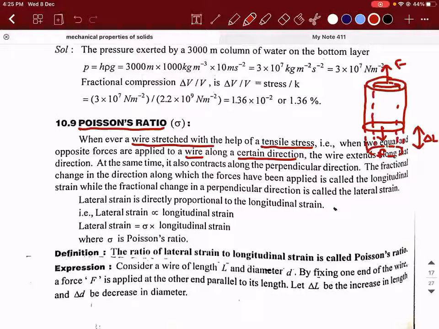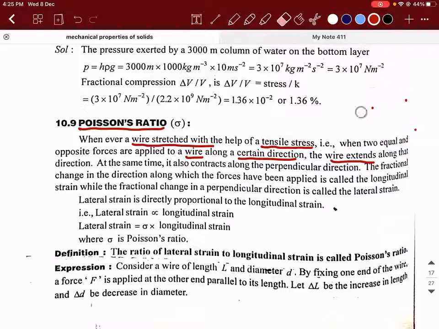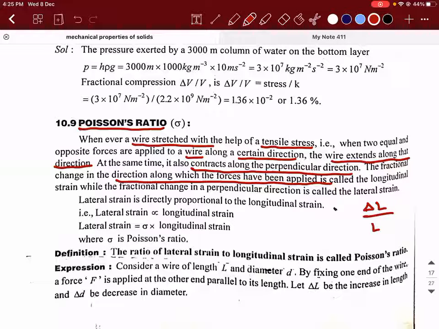Now, from this, there are two other new terms that are going to come. Listen to them. The wire extends along the direction in which you applied the force, right? At the same time, it also contracts along the perpendicular direction. That is, its diameter will get contracted. So if you are able to calculate the fractional change in the direction along which the forces have been applied, it is called longitudinal strain. Means if you calculate delta L by L, we call it longitudinal strain because it has appeared along the length. This is already a known fact.